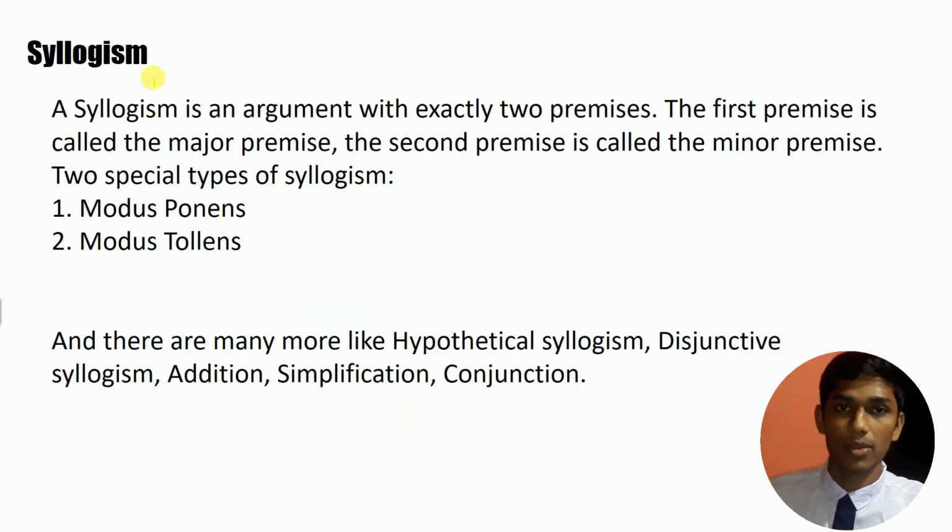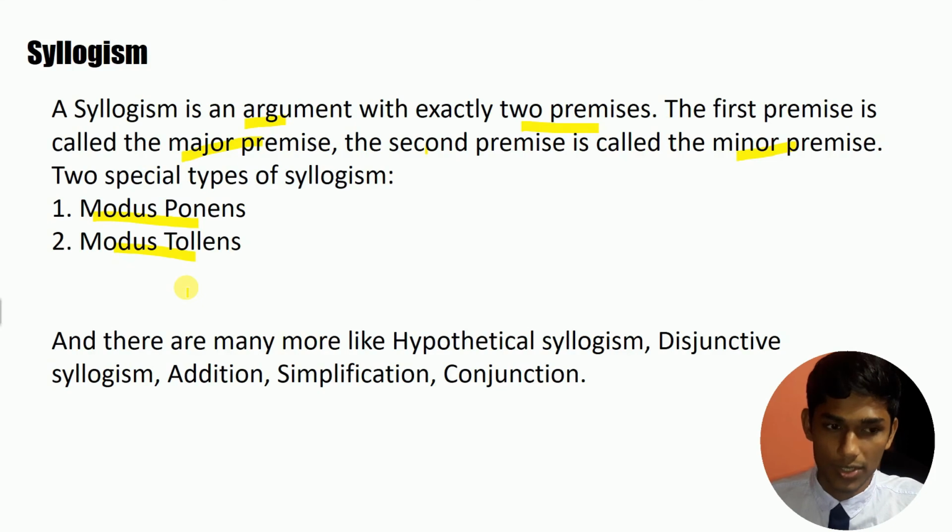Now let's talk about syllogism. What is a syllogism? A syllogism is an argument which has exactly two premises. The first premise is called the major premise and the second premise is called the minor premise. Two special types of syllogism are modus ponens and modus tollens. And there are many more, like hypothetical syllogism, disjunctive syllogism, addition, simplification, conjunction, and so on.